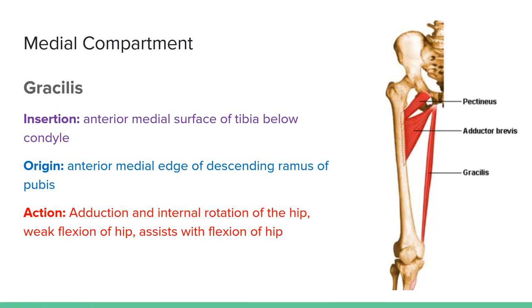Okay, so gracilis, the insertion of the gracilis is the anterior medial surface of tibia below the condyle, and the origin is the anterior medial edge of descending ramus of the pubis. The action of that one is adduction and internal rotation of the hip, and it assists with the flexion of the hip.